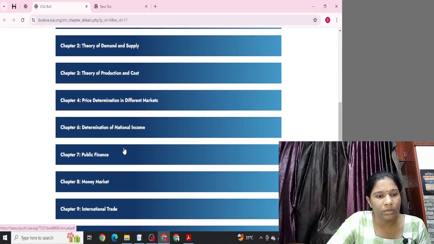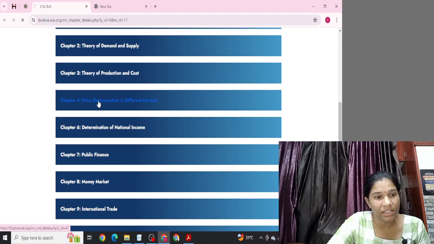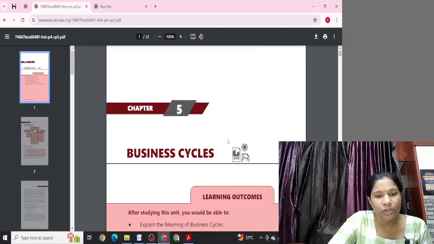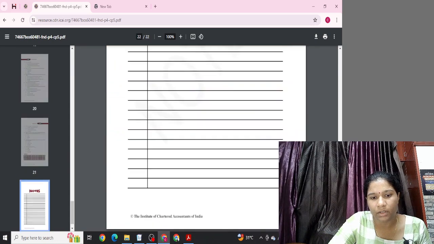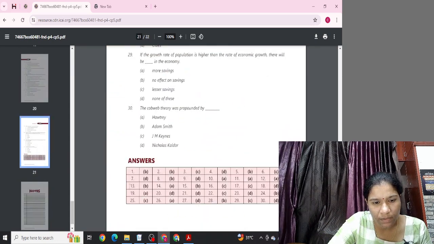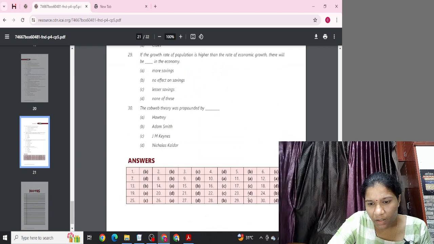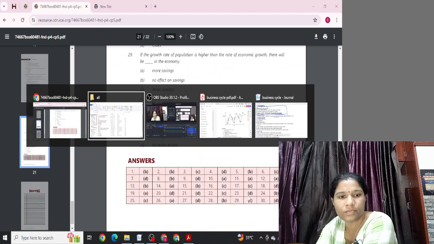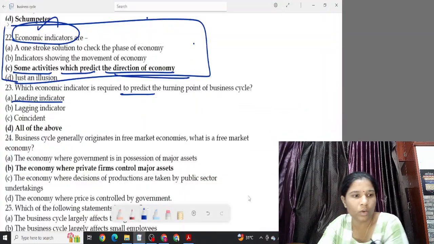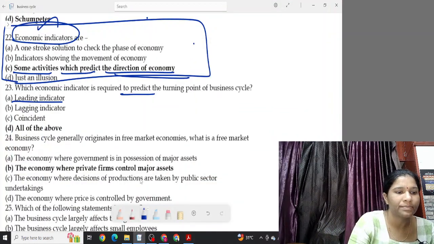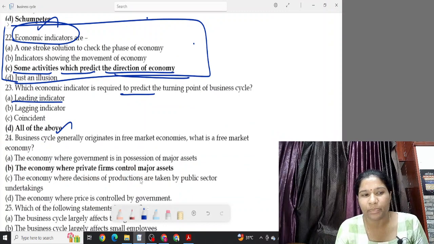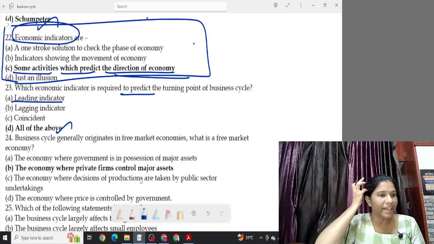Actually, here chapter 5 is not separately given. Inside chapter 4, chapter 5 is hidden. So if you're reading in the book, be careful. Question 23, what is the answer? D only they've given. Okay, so just remember, the economic indicators required to predict the turning point of business cycles are all the indicators put together.